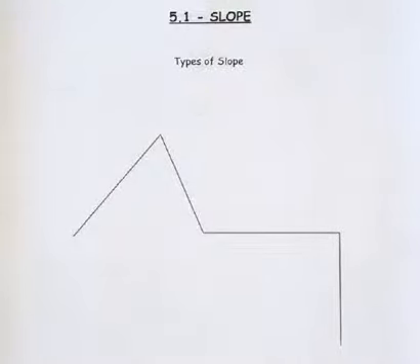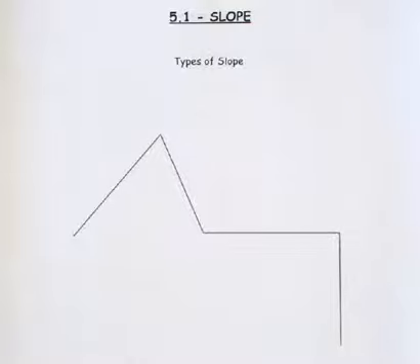We're now into chapter 5 of our notes in algebra. This chapter is on lines and linear functions, and we're going to start by learning about slope. First of all, there are different types of slope, and we're going to be investigating how to find slope in a little bit. Before we get there, let's just look at the actual types of slope and what they mean.